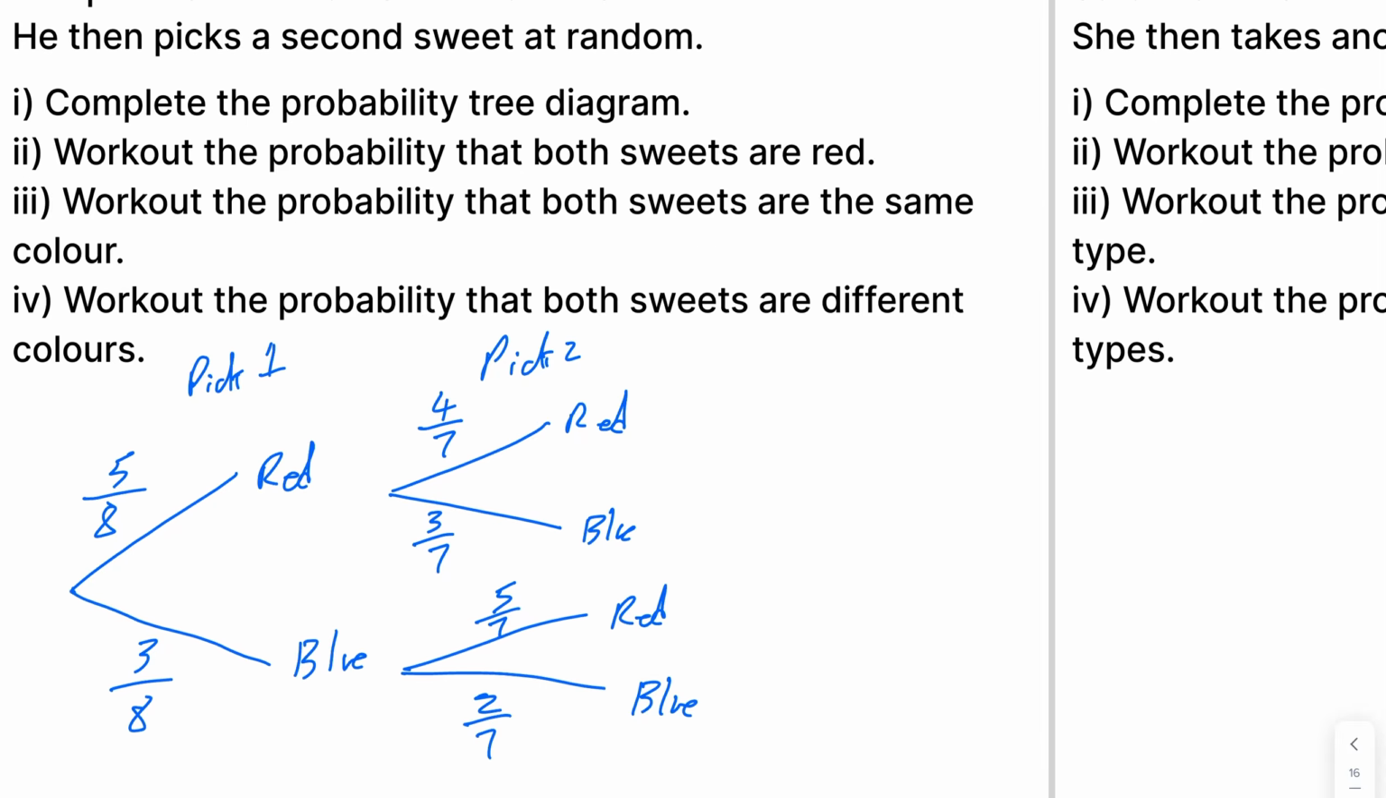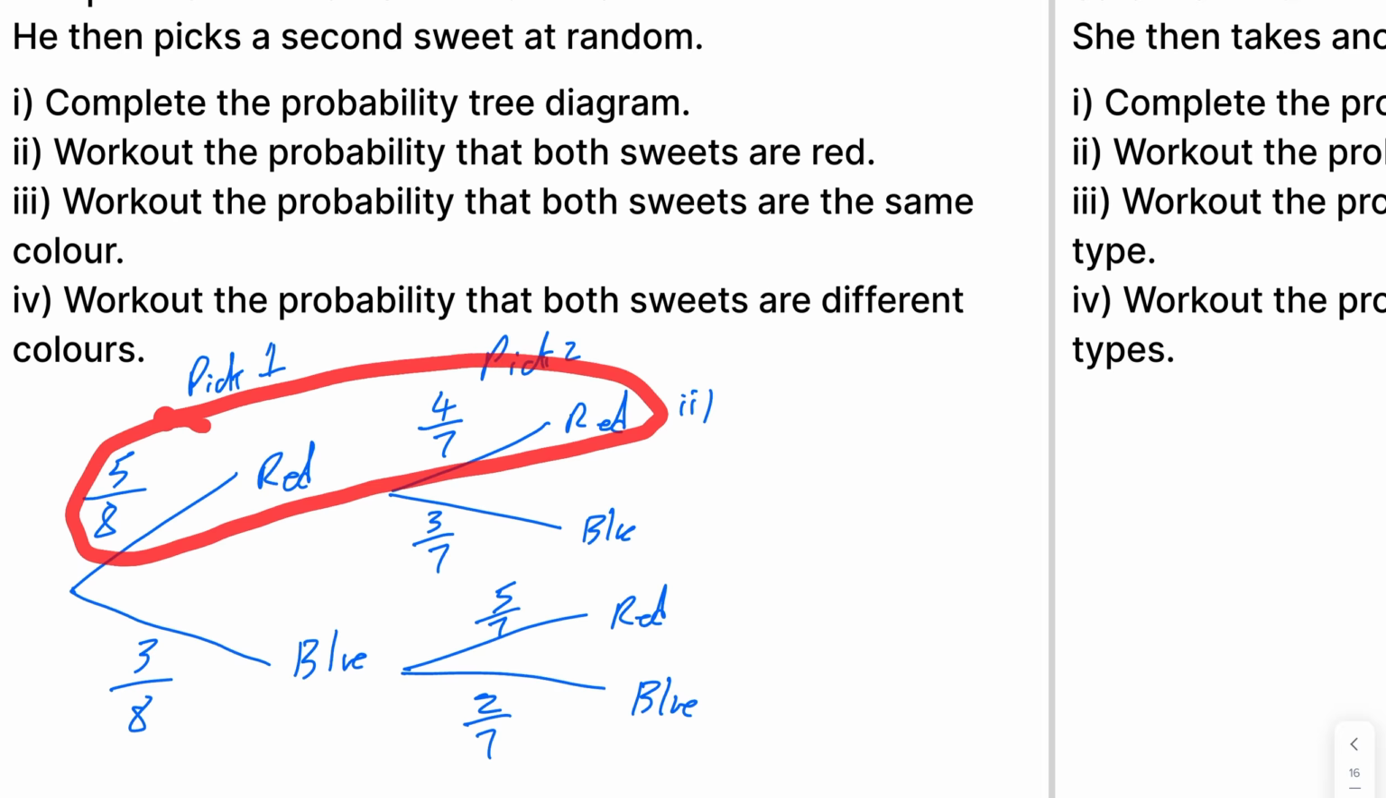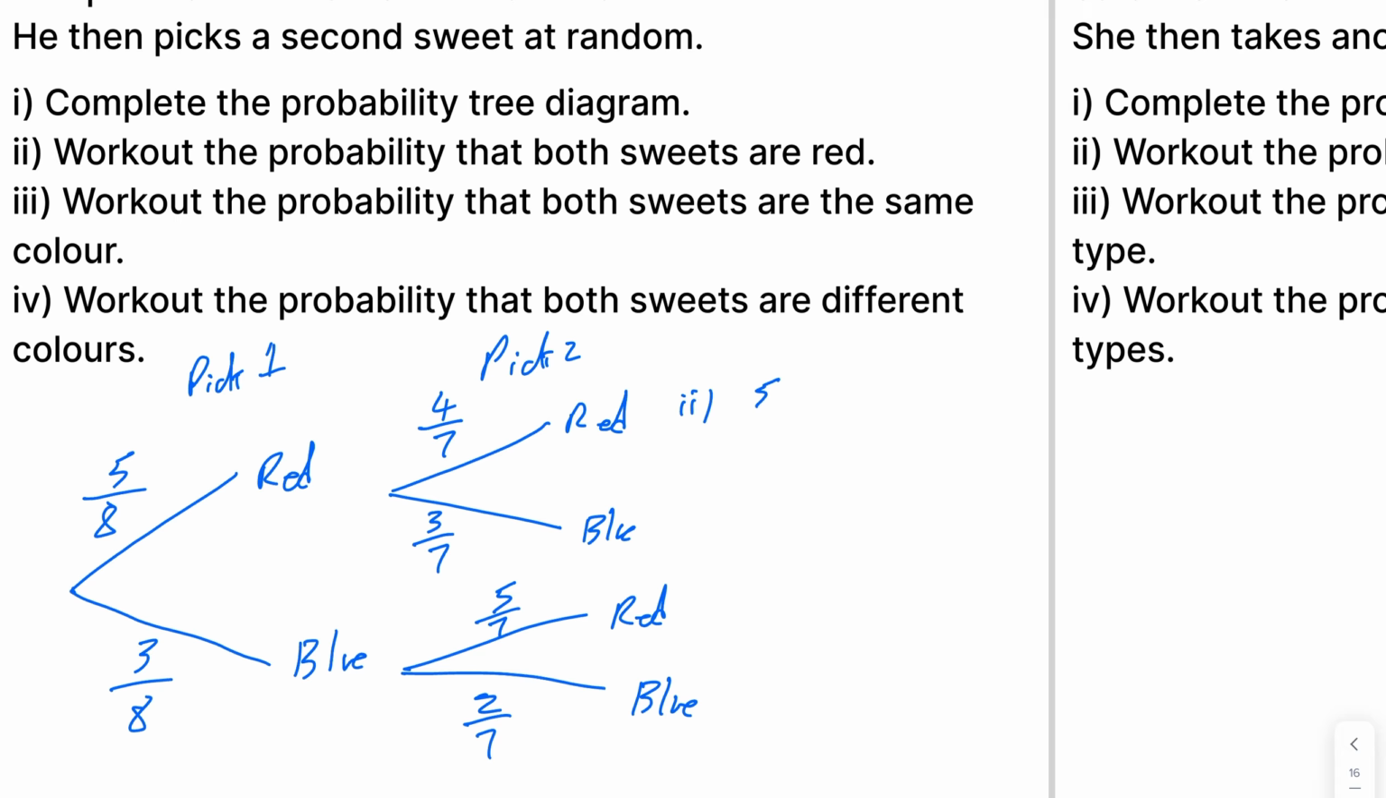So if I look at part one, work out the probability that both sweets are red. That's just going to be red and red. That's just 5 over 8 times 4 over 7. So that works exactly the same way as we've answered the previous few questions. So that's 5 over 14.